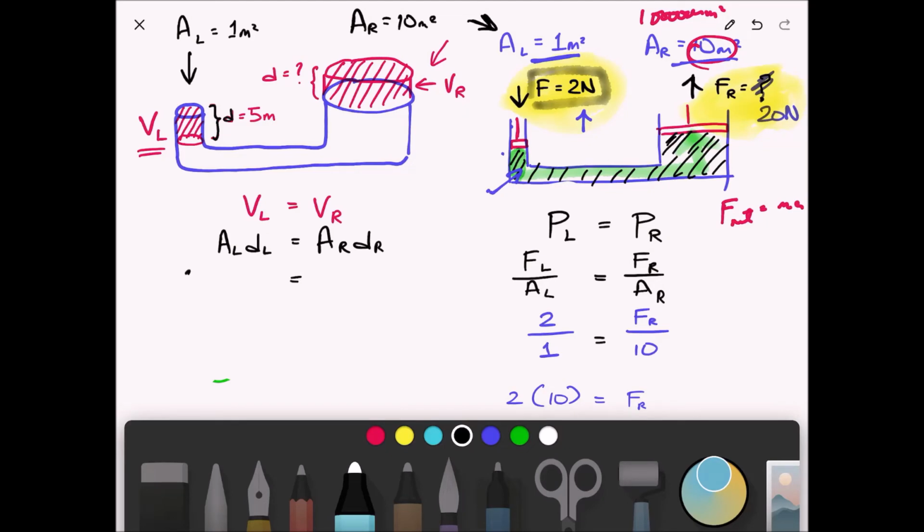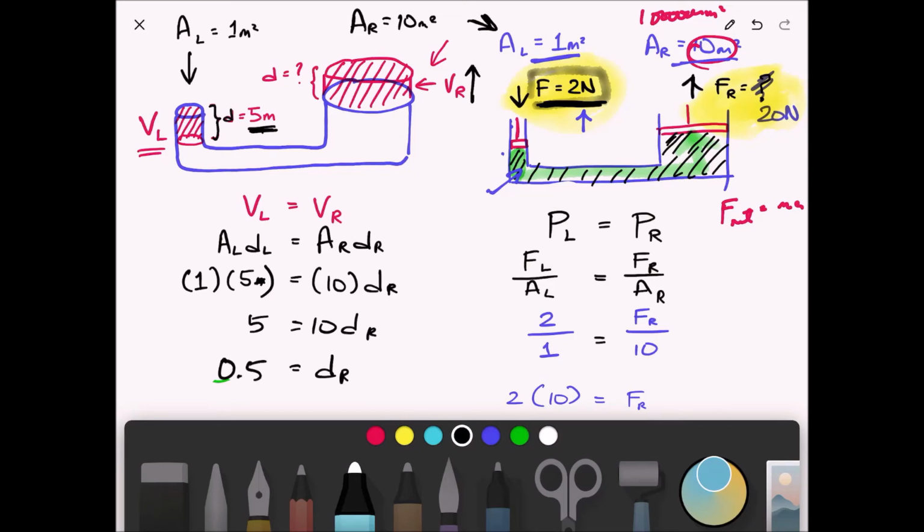What is AL? That is 1. I give the input distance. I have used the 2 Newton force to press down on my left piston by 5 meter. Now this volume of liquid that I press down is going to reappear on the right hand side piston, to go up that much. Well, I know my AR is 10. Now I want to find out how much it will rise. Will it rise 5 meter? Well, let's see. I actually find out that the distance traveled by my right hand piston is just 0.5 meter, compared to the 5 meter I have to press.